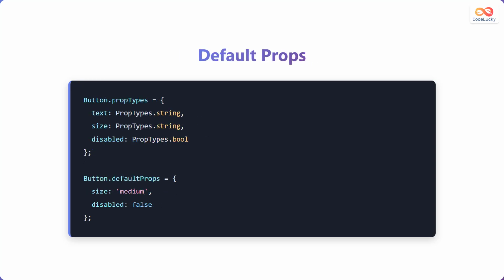You can define default values for your props using the defaultProps property. If a prop is not provided, the default value will be used. This can be useful for providing sensible defaults and avoiding undefined values. The code snippet shows how to define the defaultProps for a button component, setting the default size to medium and disabled to false.